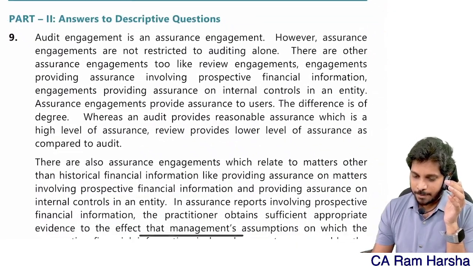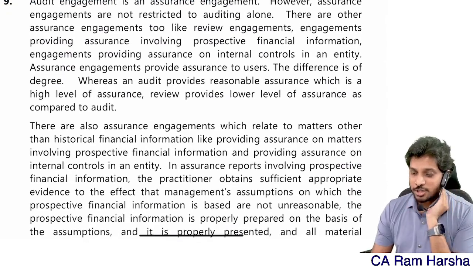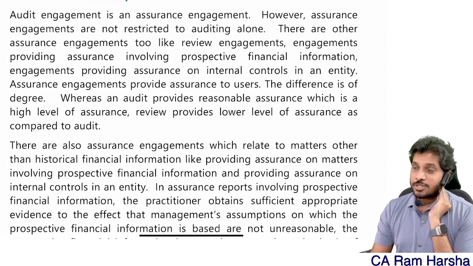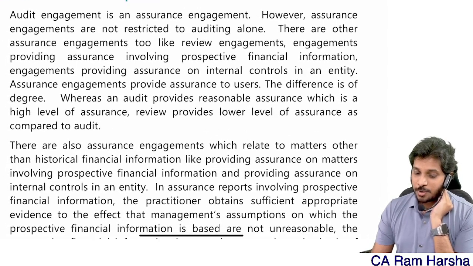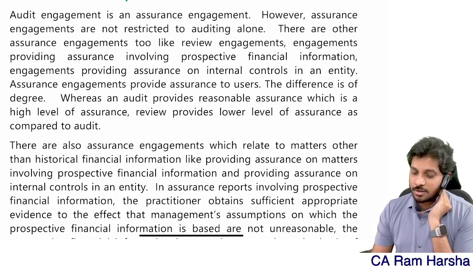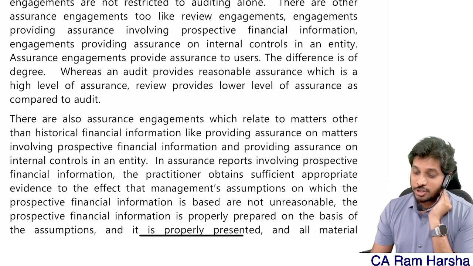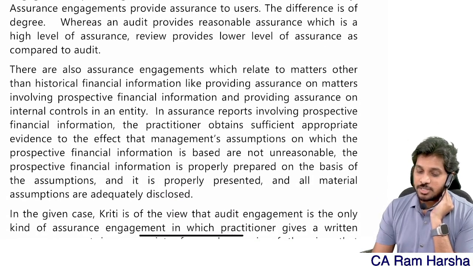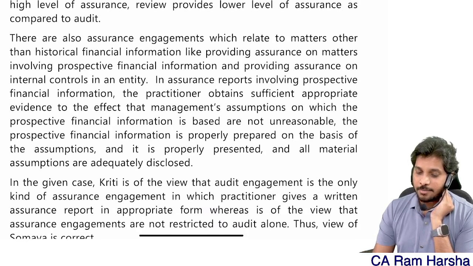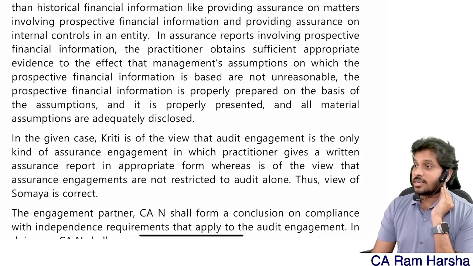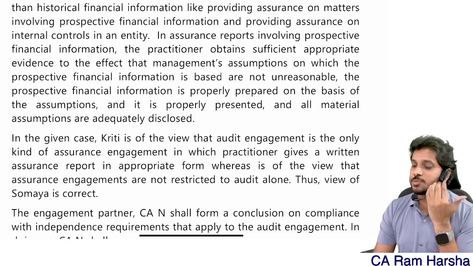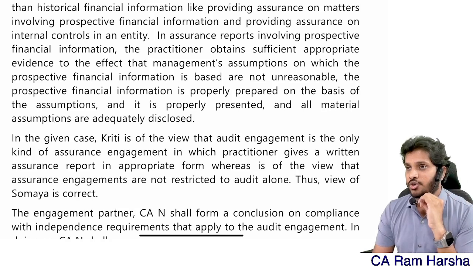So first one, audit engagement is an assurance engagement. However, assurance engagements are not restricted to audit alone. There are other assurance engagements too, like review engagements, engagements providing assurance involving prospective information, engagements providing assurance on internal controls in an entity. Assurance engagements provide assurance to users. The difference is of the degree, whereas audit provides reasonable assurance, which is a high level, review provides a low level of assurance as compared to that. There are also assurance engagements which are related to matters other than historical financial information, like providing assurance on prospective financial information or providing assurance on controls in an entity.